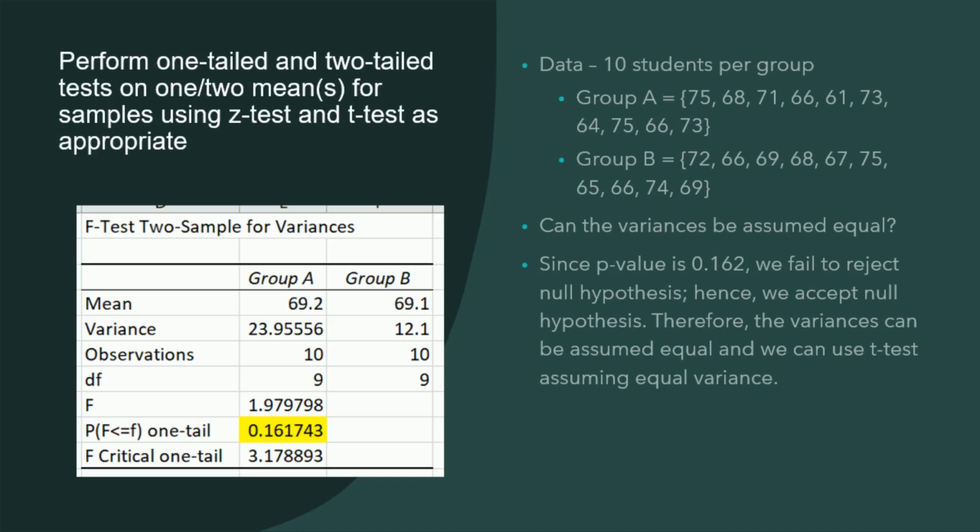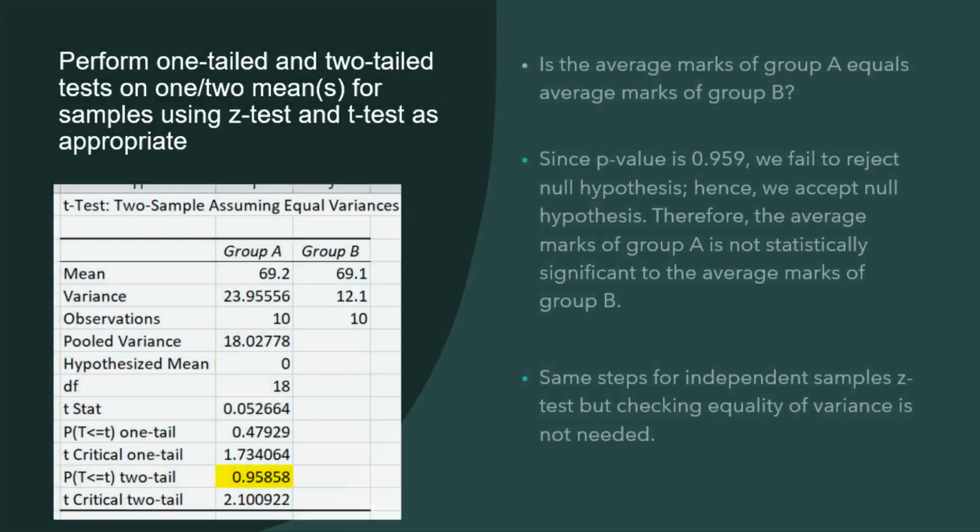Results show that since p-value is 0.162, we fail to reject null hypothesis. Hence, we accept null hypothesis. Therefore, the variances can be assumed equal, and we can use t-test assuming equal variance. Finally, we can answer our main question: is the average marks of group A equal to the average marks of group B? Again, since the variances can be assumed equal, we can use t-test assuming equal variance.